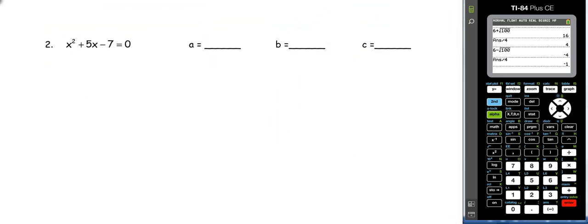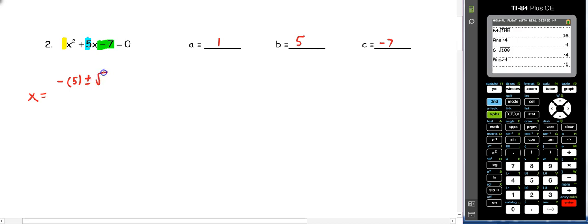In number 2, when I identify my a value, it's the number in front of the x squared, so my a value is 1. My b value is what's in front of the x, so my b value is 5. And my c value is the number by itself, which in this case is -7. So we're going to substitute into the equation x equals -b, so negative times 5 plus or minus the square root of b squared. So we have 5 squared minus 4ac. So 4 times the a value times the c value, all over 2a. So 2 times 1.